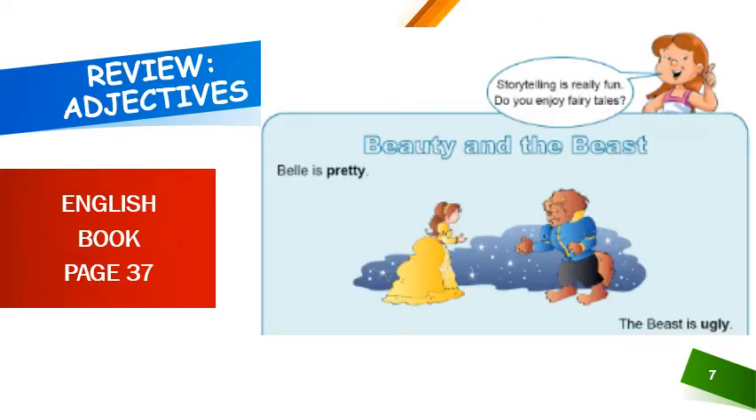Então, vamos lá. Nessa imagem aí, a palavra pretty é o adjetivo, ou seja, que está dando a característica para a bela, né? Então, bela is pretty. A bela é o quê? Pretty, bonita. Então, está dando a característica de como ela é. The beast is ugly. Então, aqui, olha, o ugly é o adjetivo. Adjetivo porque está dando característica. De que jeito que é a beast? Ela é ugly. Ela é feia.